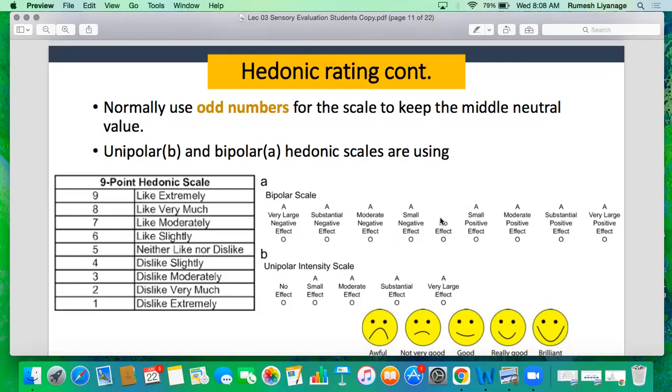It means 0. And if it is a unipolar scale, here also if there are 4 responses, it is difficult to select the middle one, right? That is the reason to use odd numbers, right? And always we keep the middle value neutral or 0. In this example also, this is actually a 9-point hedonic scale. Middle value means 5, so you can see it's neutral, neither like nor dislike. And here also no effect.